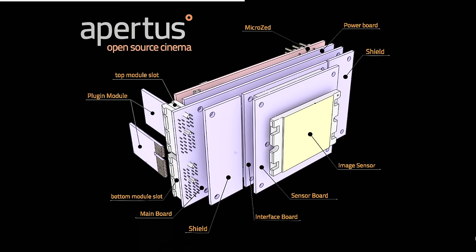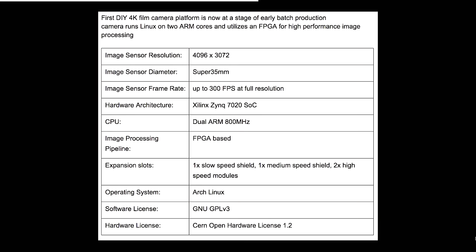So people can develop their own modules and make, for example, different processing modules for, currently it's two HDMI outputs, but theoretically there could be other uses as well. It's basically, the possibilities are almost endless. So here I just copied out the specs to give you an idea what is theoretically possible with the sensor and also with this camera.